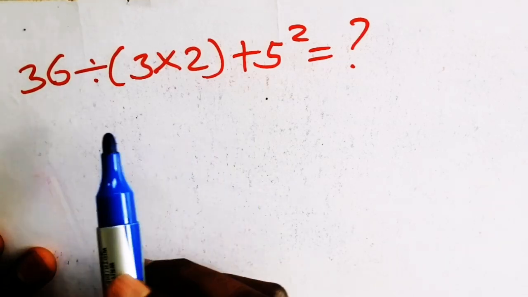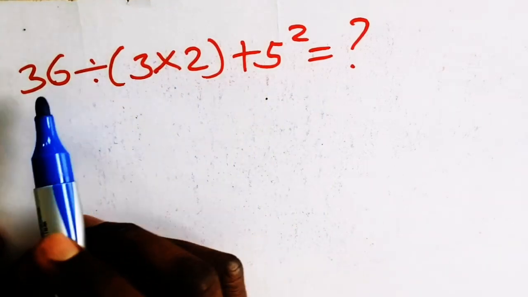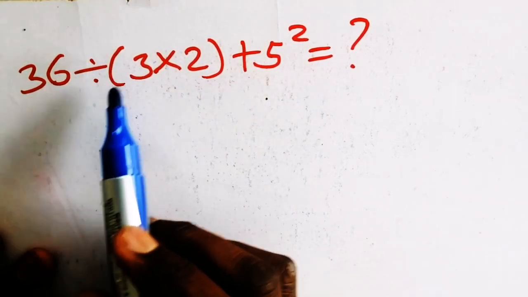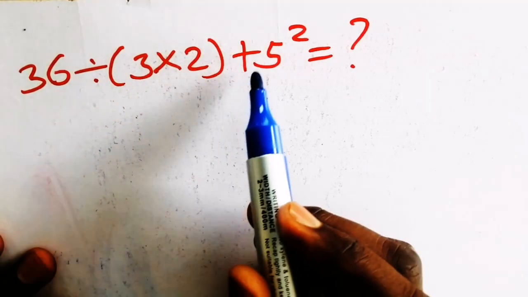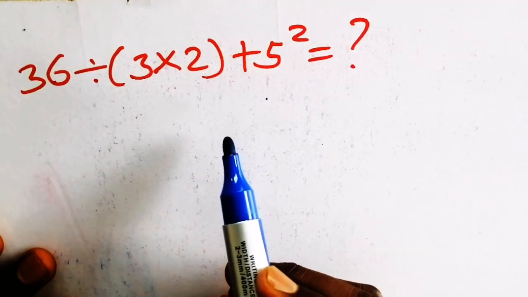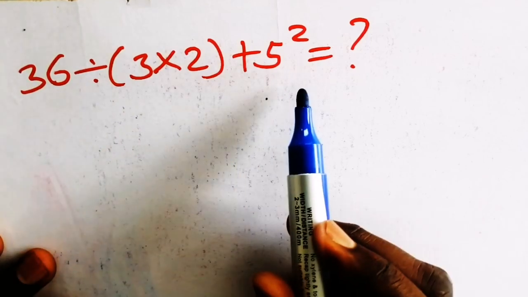Hello everyone. Let's find the correct answer of this expression: 36 divided by the parenthesis 3 times 2 plus 5 squared. Okay, are you ready to find the correct answer of this expression?